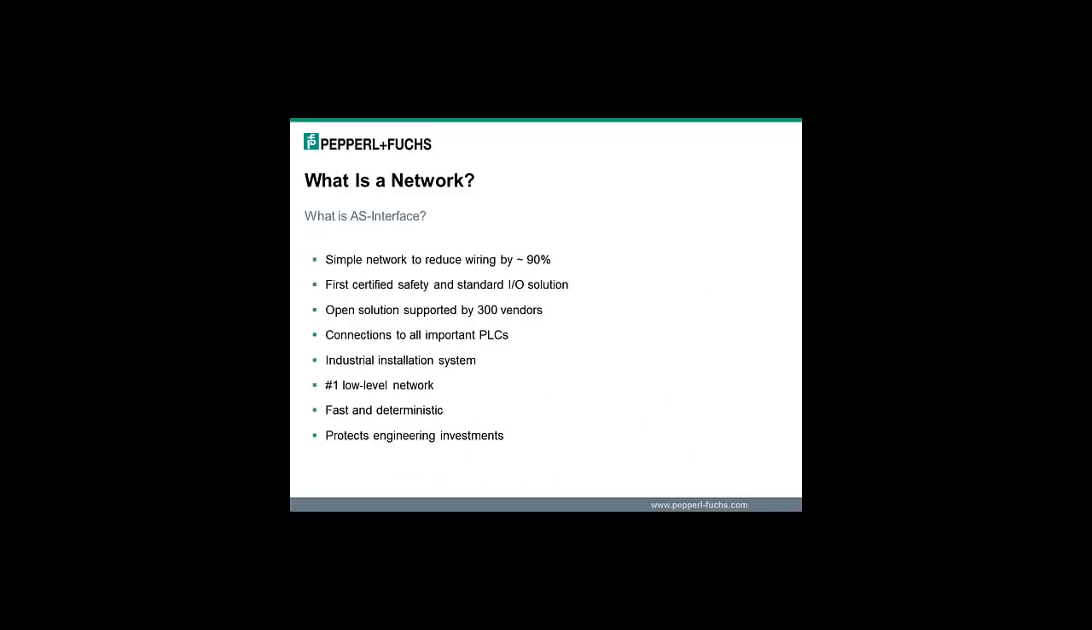What is an AS Interface? While there is a lot to say about this technology, we want to give you 8 facts that are unique about the AS Interface. These facts are the main reasons for the global success of AS Interface. AS Interface is a simple networking solution that reduces wiring by approximately 90%. Using an inexpensive, easy to work with 2-conductor cable, it is possible to bring 248 sensor signals to the PLC and have the PLC control 248 outputs.